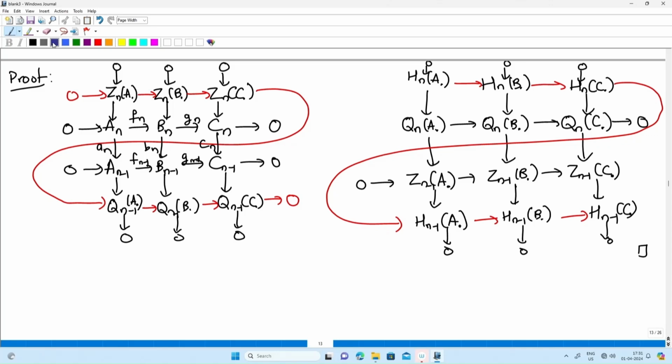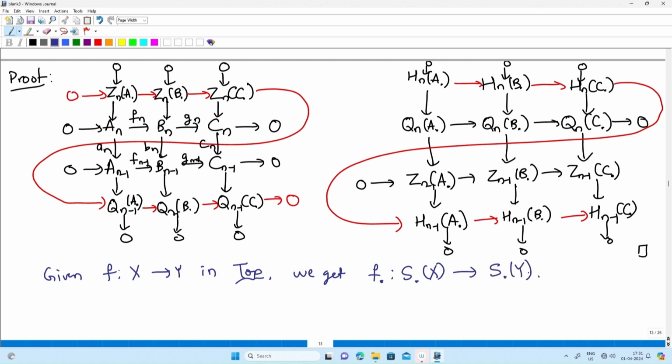Now, what happens when you have two continuous maps? This is a functorial assignment, right? Like if there is a map f from x to y, then that will give you, maybe I should just write it as an aside. So given f from x to y in Top, we get f dot from the singular complex of x to the singular complex of y.